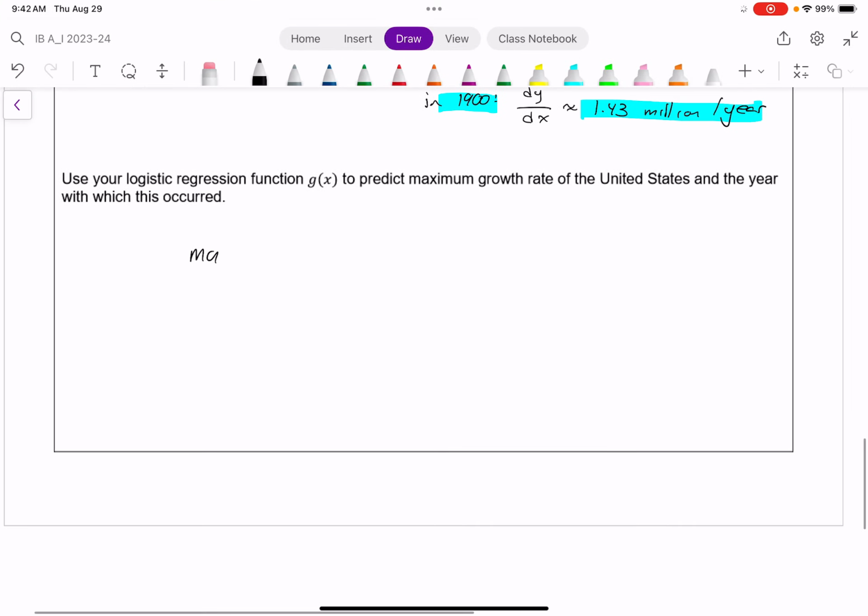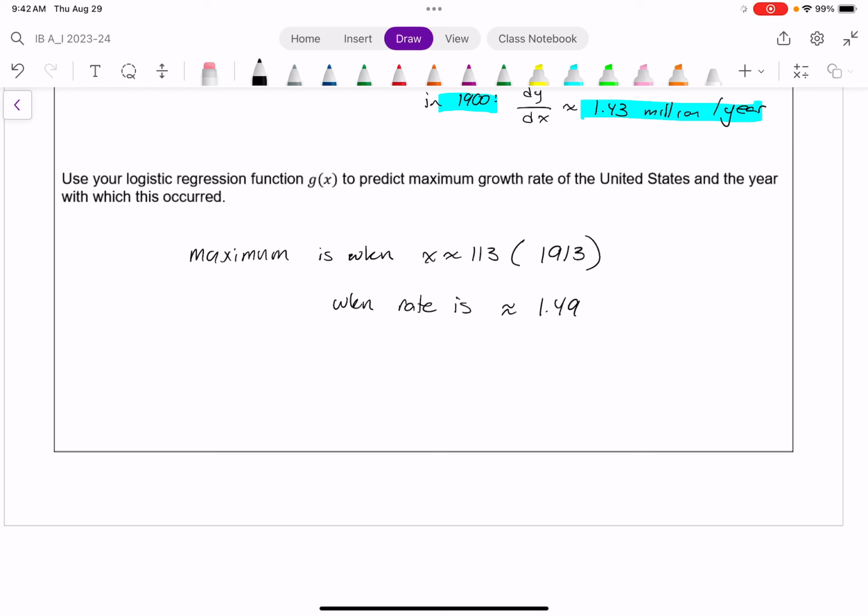So according to our logistic model, the maximum growth is when x is approximately 113, so more importantly to say in the year 1913, when the rate is approximately 1.49 million people per year. Keep in mind, we are extrapolating past our data, not a huge amount, but we always want to keep in mind that the validity of our number when we're extrapolating may not be as valid as we'd like it to be.